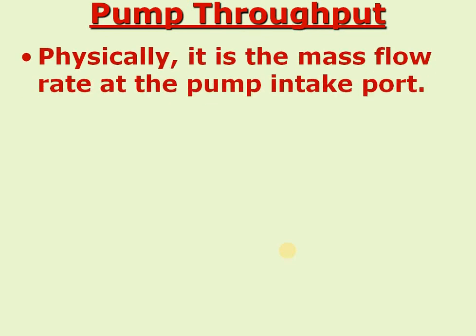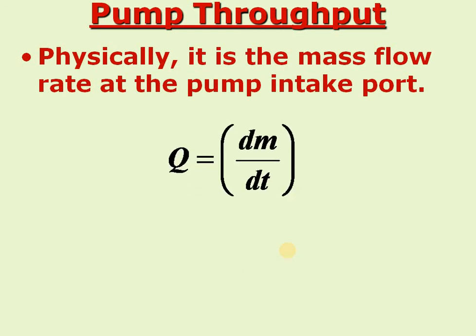In that sense, it is more accurate and physically meaningful. And that is what is shown here. Physically, it is the mass flow rate at the pump intake port. Mass flow rate. Okay? That is why we represent it in this form also. Q is equal to dm by dt. So it is more meaningful.